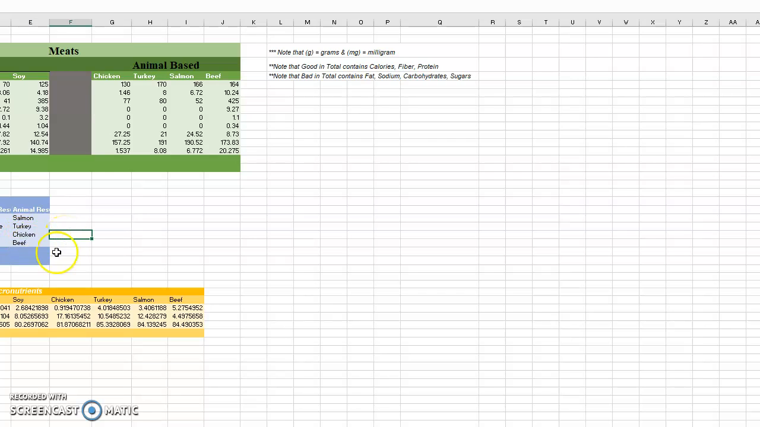We also found the macronutrients for each of these products. We found the percentage of fat, protein, and calories, since those are the top 3 macronutrients that are most important for each of these meats. And these are noted in grams as G and mg as milligrams.